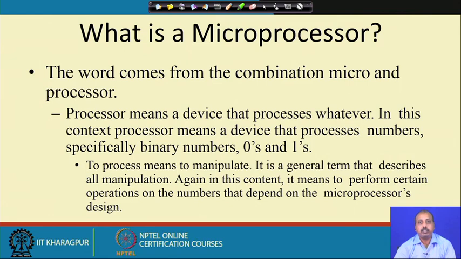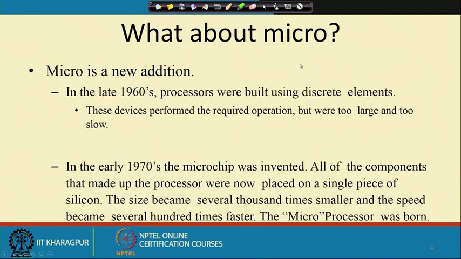So, it is basically describing all types of manipulation. Certain operations will be performed on the processor, and what operations we can do on these numbers is defined by the microprocessor design team. They have told what operations you can do with the data in this microprocessor. Accordingly, that microprocessor will be able to do those operations only. Similarly, that is true for any other processor design, not only specific to microprocessors. Now, the processor part we understand in the term microprocessor, but what about the micro term?